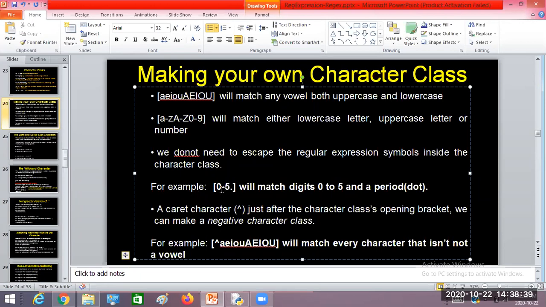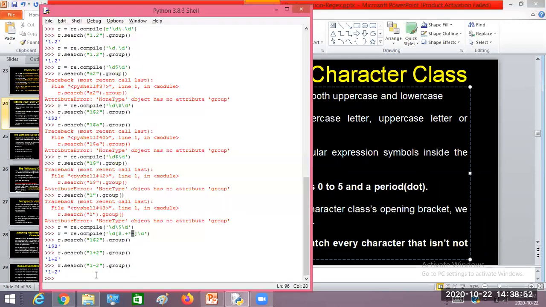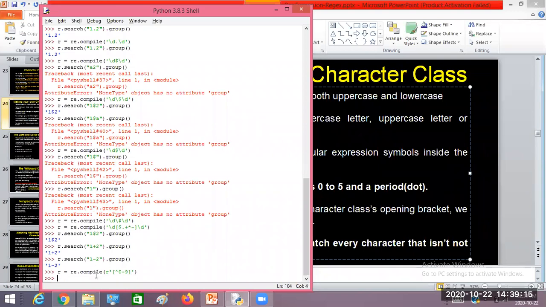So here is an example like 0 to 5 followed by dot. That means it is going to match digits between 0 to 5 followed by a dot, right? As I was telling you, the caret symbol within the character class is a negation. So what does it mean here exactly? Try to understand here. Now I'll write here the caret symbol, caret 0 to 9. Now what is the meaning of this one? Caret of 0 to 9.